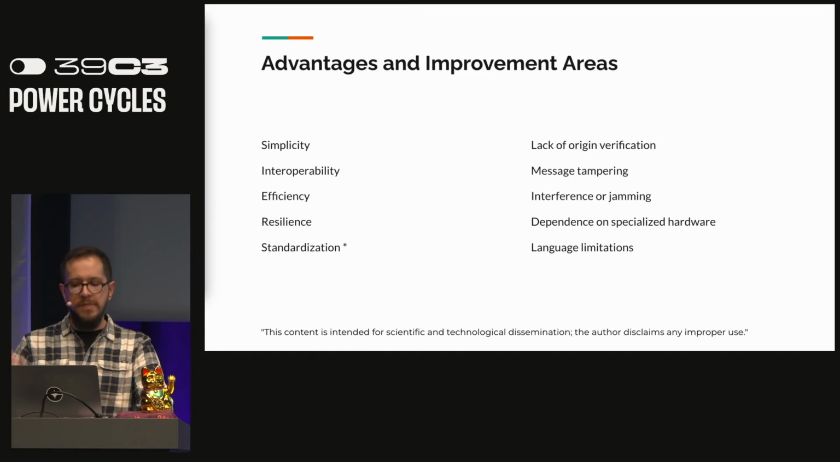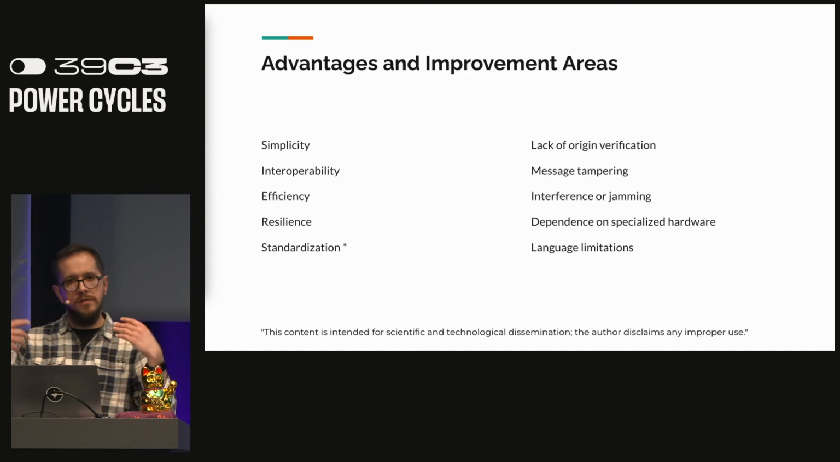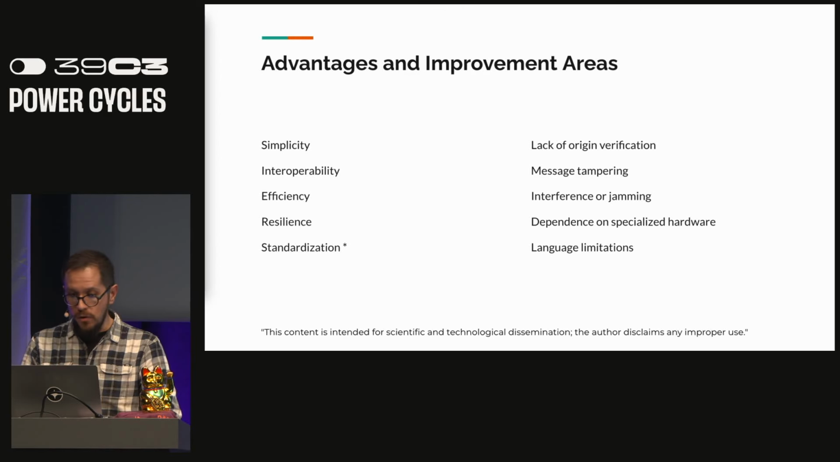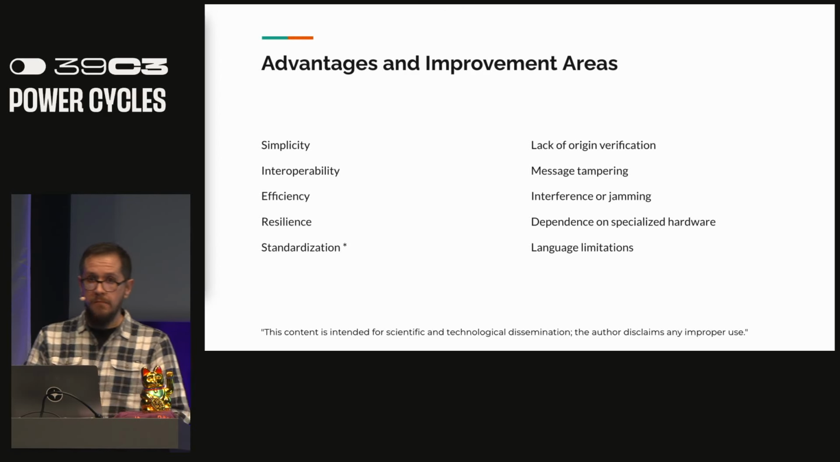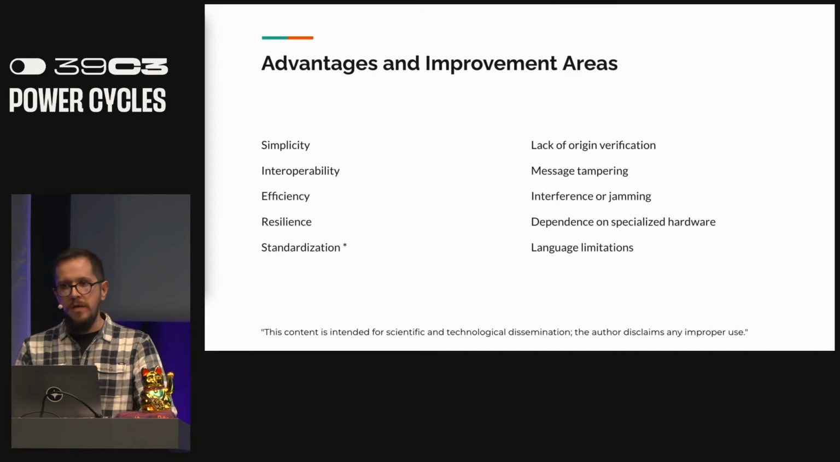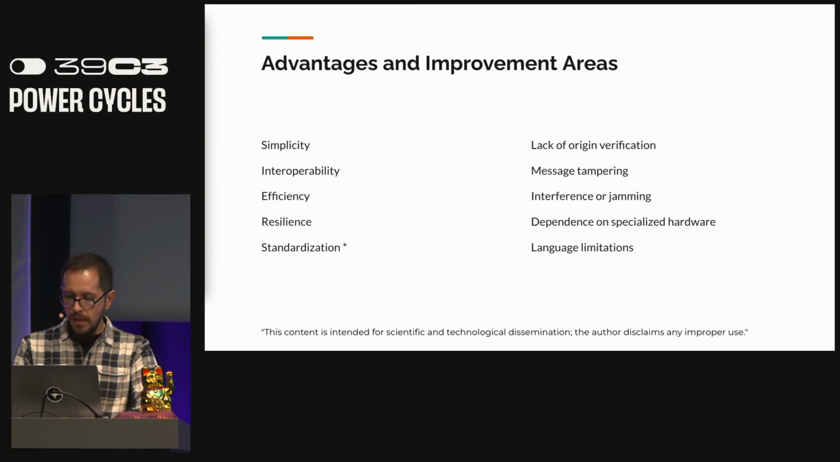There could also be message tampering because the messages are not signed. There could also be interference or jamming, as with any wireless technology. It depends on specialized hardware. While the protocol is simple, it requires a specific receiver. And there are language limitations: messages cannot be encoded and there is only one voice channel.